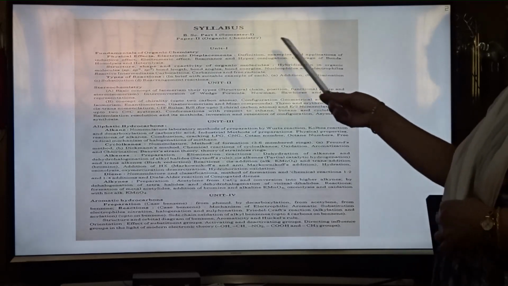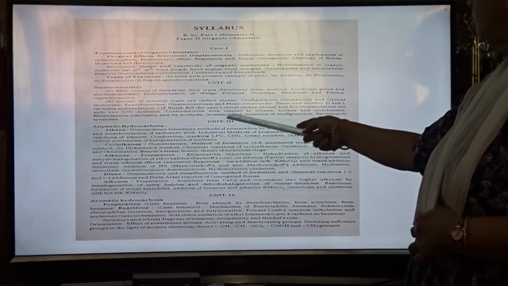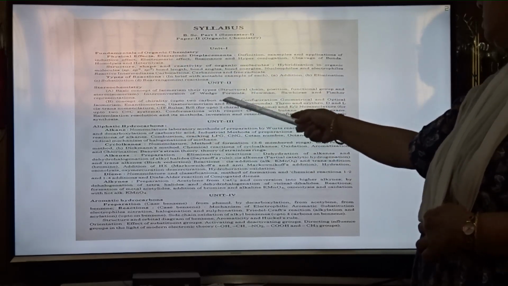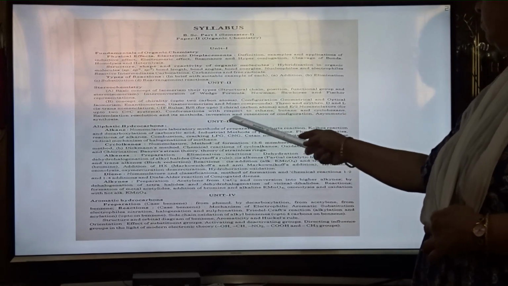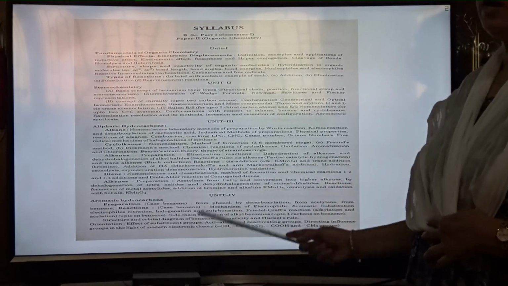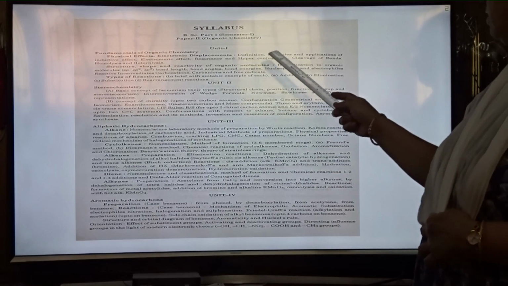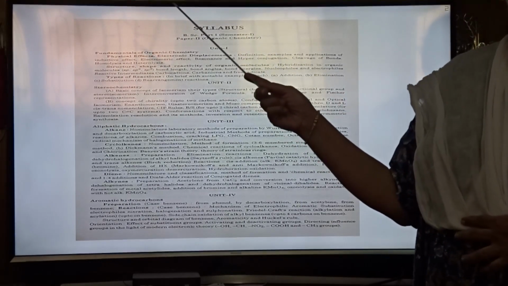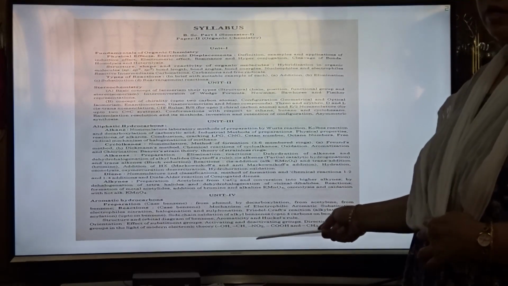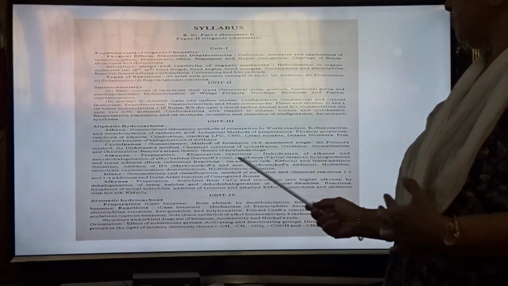So this is the syllabus of organic chemistry. You have 4 units. The first unit is fundamentals of organic chemistry. The second unit is stereochemistry. The third unit is aliphatic hydrocarbons. The fourth unit is aromatic hydrocarbons. These are the 4 units. Out of 50 marks, each unit will have 12 to 13 marks weightage. When the exam comes, you will study in detail.